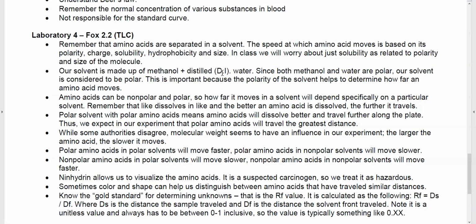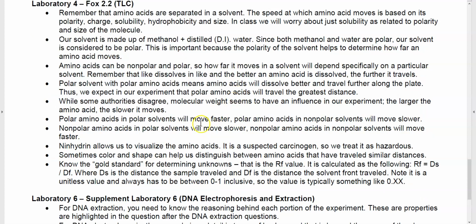So we looked at, and all the bullet points I just explained, molecular weight and solubility based on polarity as the 2 big factors that we're looking at. So polar amino acids move further in polar solvents and will have a bigger RF value. We'll talk about RF in a second. And polar amino acids in nonpolar solvents will move slower and have a small RF value. Nonpolar would be the exact opposite.